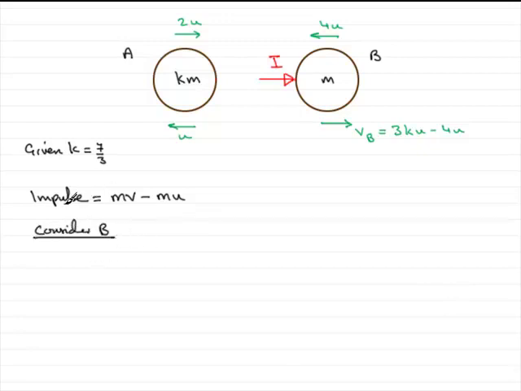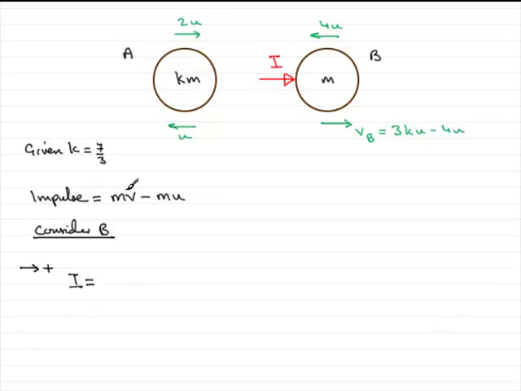I've got to take a positive direction. That's the first place that I find that a lot of people go wrong. They don't realize that they're dealing with vector quantities, and in that case sign matters. Now because I acts to the right, it seems sensible to take the positive direction to the right. So my impulse is going to be plus I, or just simply I.